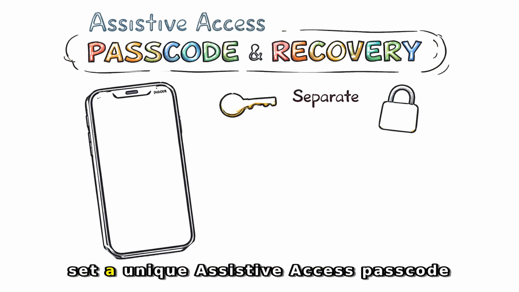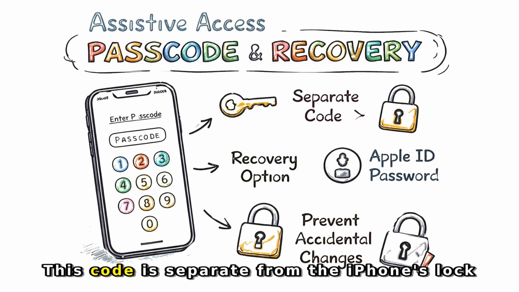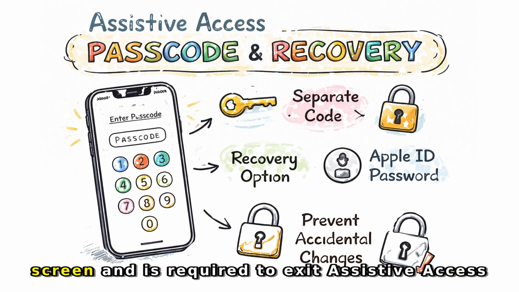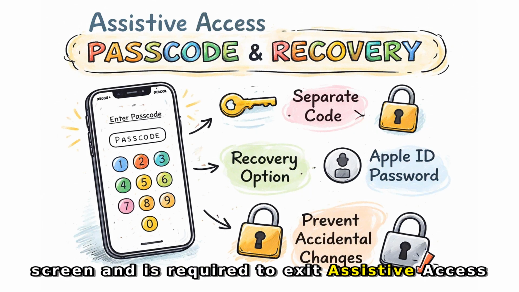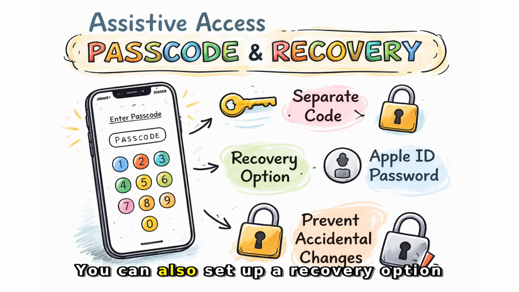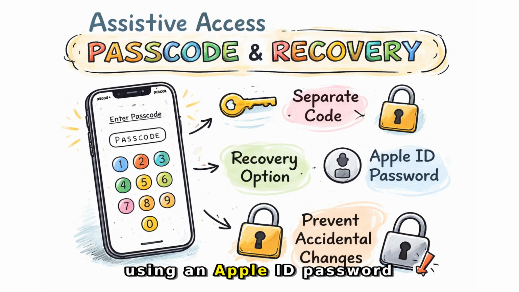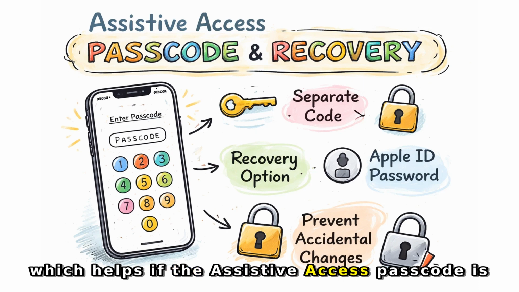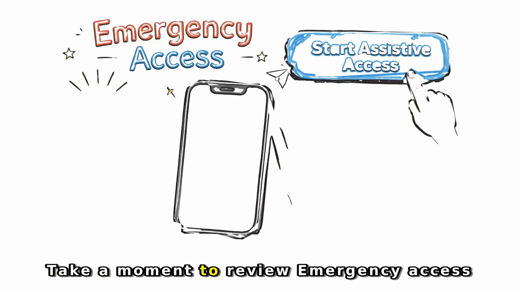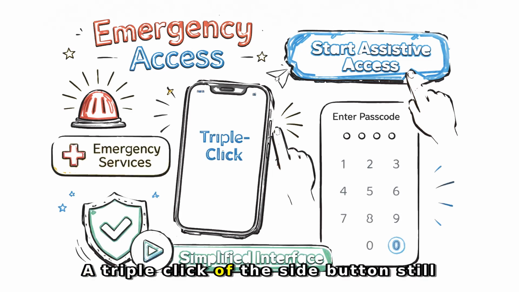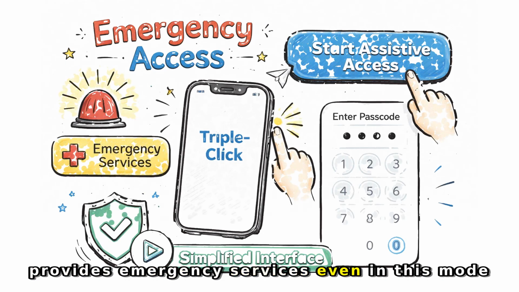Before finishing, set a unique Assistive Access passcode. This code is separate from the iPhone's lock screen and is required to exit Assistive Access, preventing accidental changes. You can also set up a recovery option using an Apple ID password, which helps if the Assistive Access passcode is forgotten. Take a moment to review Emergency Access. A triple click of the side button still provides emergency services, even in this mode.